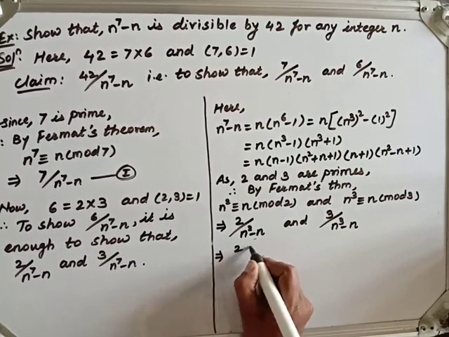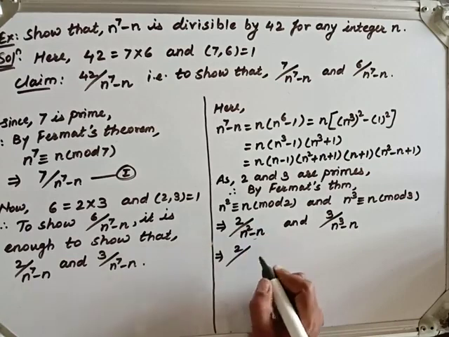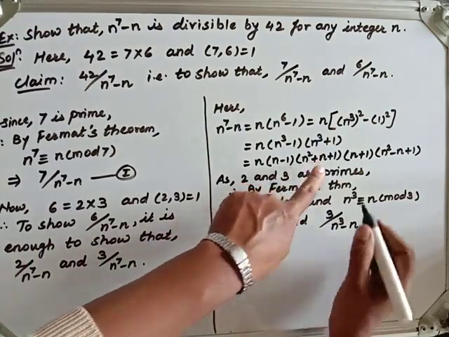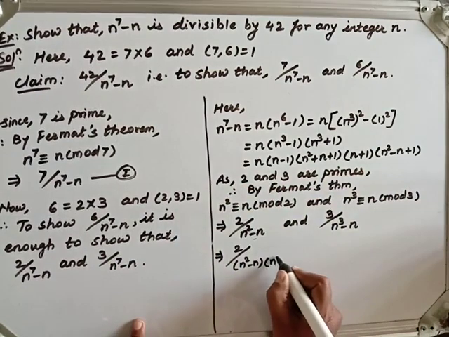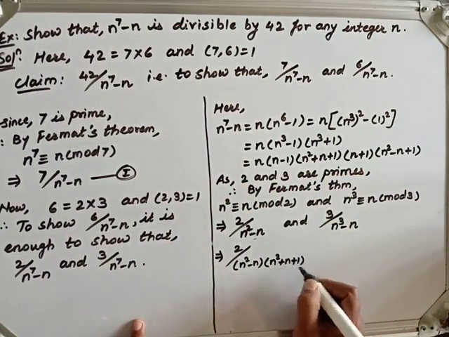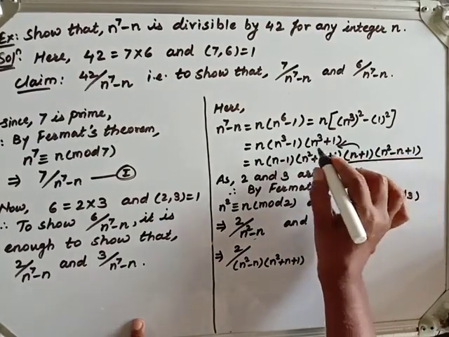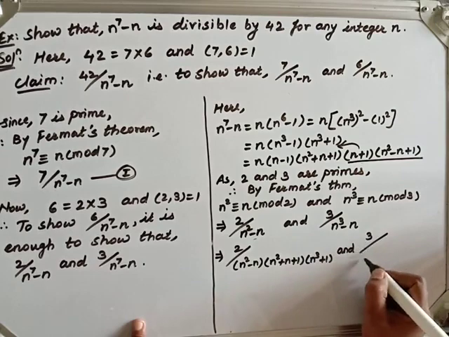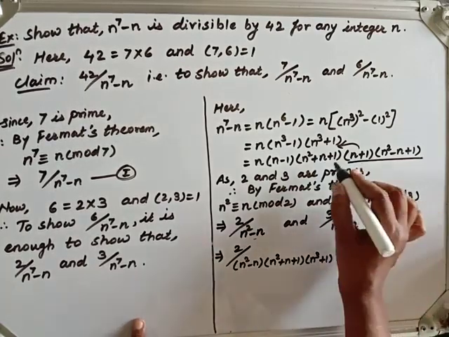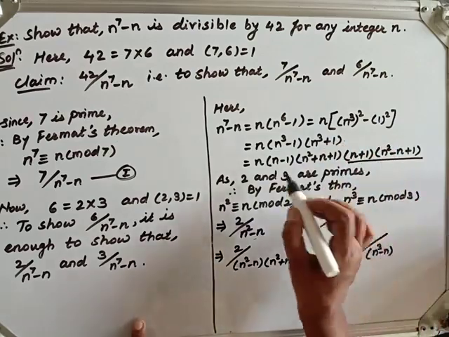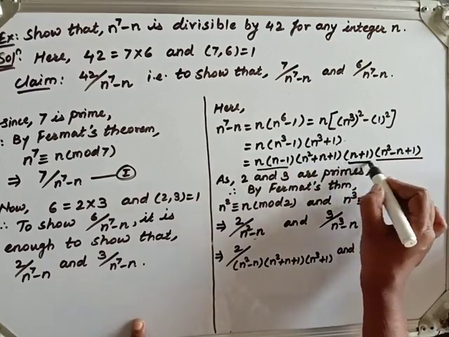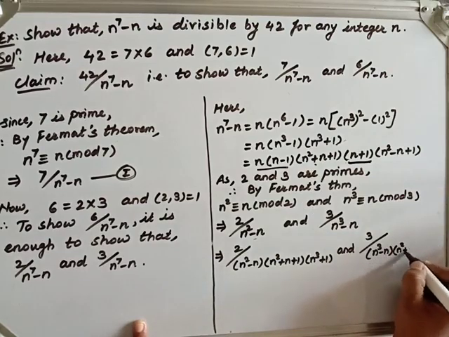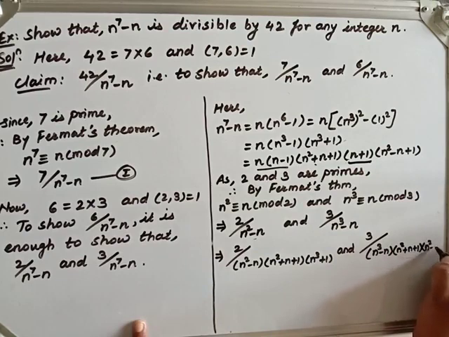Therefore, this gives 2 divides n square minus n into this one. Take this whole one as a product here. So it is n square plus n plus 1, and this part is nothing but n cube plus 1. So I can write here n cube plus 1 also. And 3 divides n cube minus n, and what is left are these two brackets. Let me write them here: n square plus n plus 1 into n square minus n plus 1.